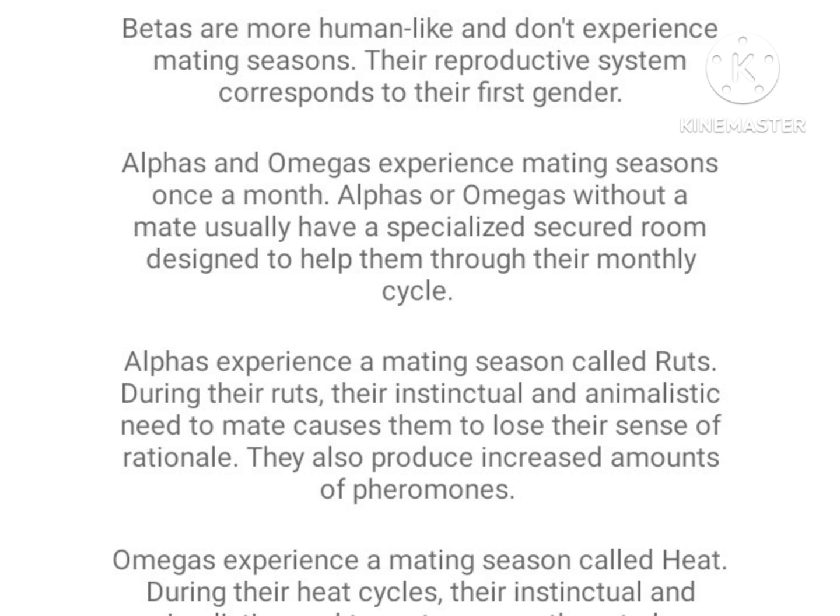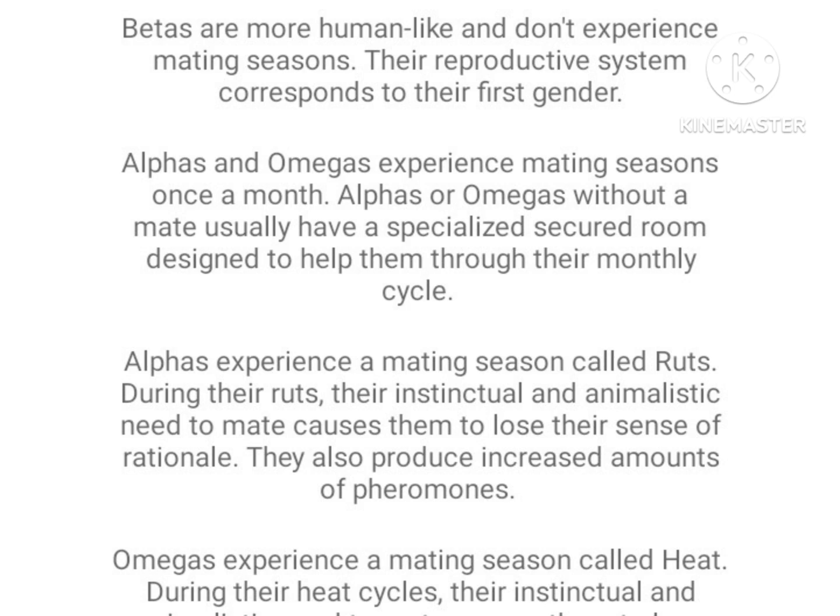Alphas and omegas experience mating seasons once a month. Alphas or omegas without a mate usually have a specialized secured room designed to help them through their monthly cycle. Alphas experience a mating season called ruts. During their ruts, their instinctual and animalistic need to mate causes them to lose their sense of rationale. They also produce increased amounts of pheromones.